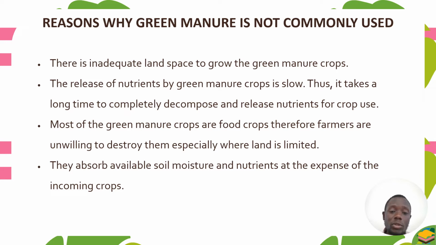The other thing is, most of the green manure crops are food crops, therefore farmers are unwilling to destroy them, especially where the land is limited. This point is just linking to the first point. Most of these green manure crops, talk of maize, beans, legumes, are food crops. Therefore, farmers are unwilling to destroy these crops just to make them into manure. So it's not easy since the land is limited.